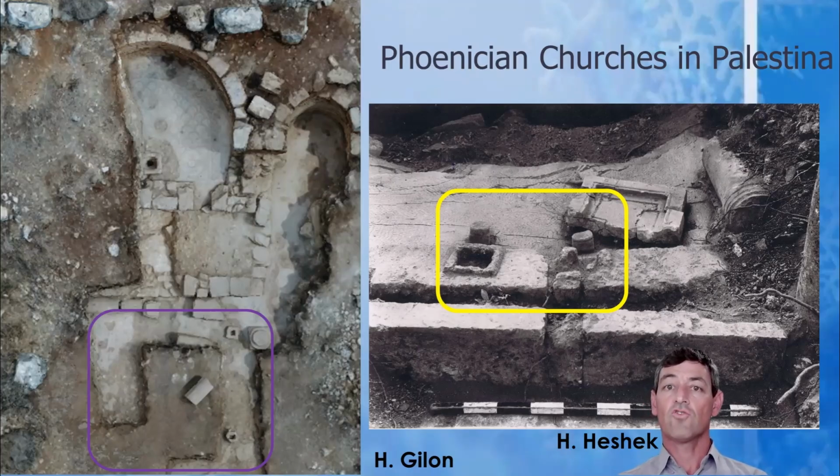Now, these churches are not in Provincia Phoenicia. They are across the border in Palestine. And it is only in a specific region, which is called the Tephen in the Western Galilee, that we find this phenomenon of churches with a Phoenician bema within the boundaries of Palestina Secunda, to be precise.